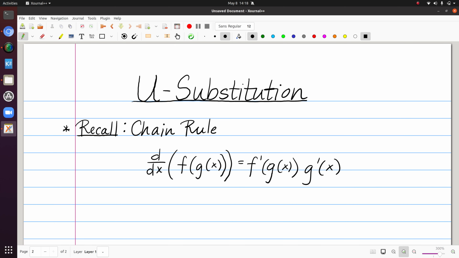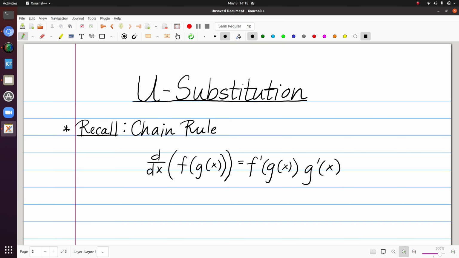Now we'll discuss some specific techniques of integration. In this video, we're going to look at U-substitution. So to start off with, I want to remind you of the chain rule for differentiation. The chain rule deals with composite functions. If we want to differentiate f of g of x, then we get f prime of g of x multiplied by g prime of x.